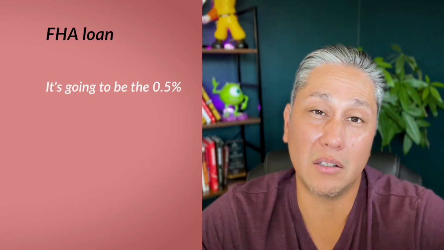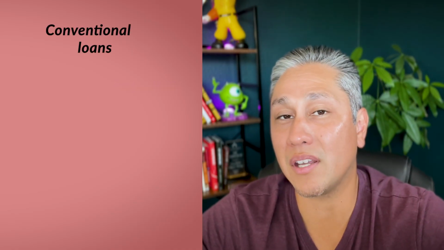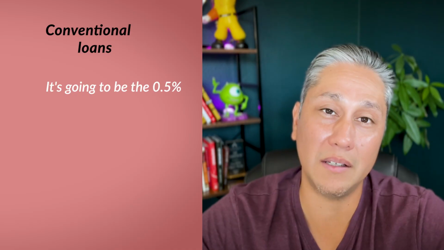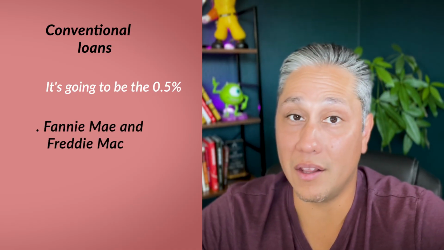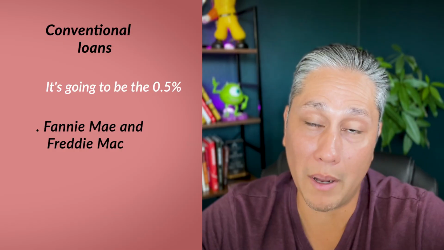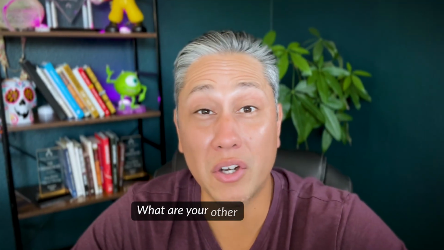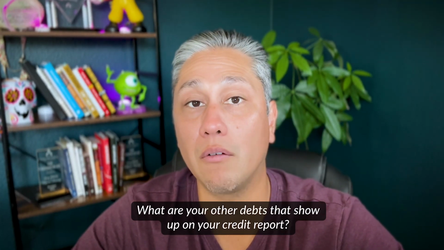On an FHA deal, it's going to be the 0.5%. On a conventional, it can be 0.5% if the lender is going to be Freddie Mac. But if the lender is going to be Fannie Mae, then that would be 1% of that loan balance as your minimum payment.